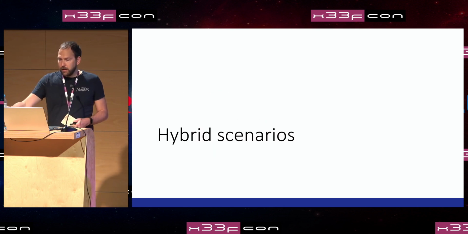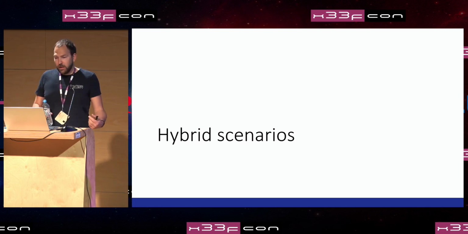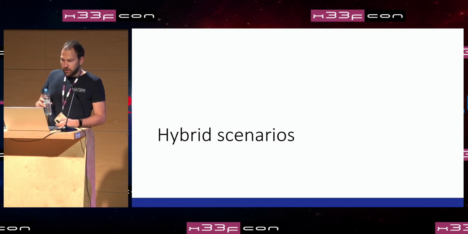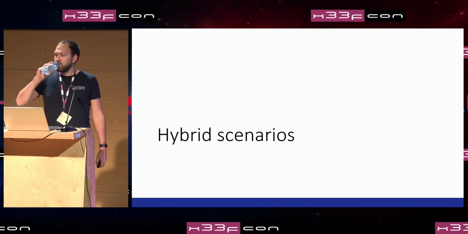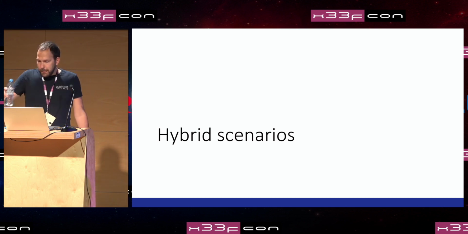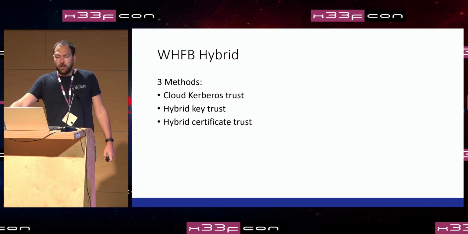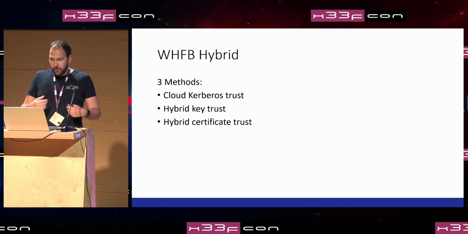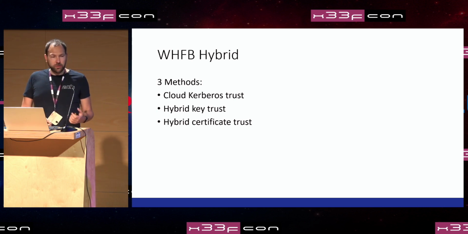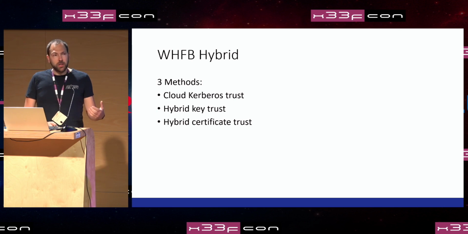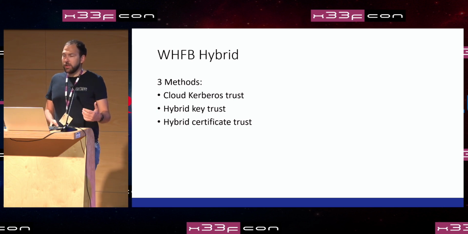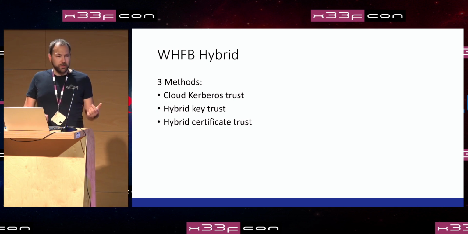So we looked at the endpoint, we looked at Azure AD, and the last one I want to look at is some hybrid scenarios. If we look at how Windows Hello for Business works in a hybrid setup, basically there's three methods. The first one is Cloud Kerberos Trust, the second is Hybrid Key Trust, and the third is Hybrid Certificate Trust.